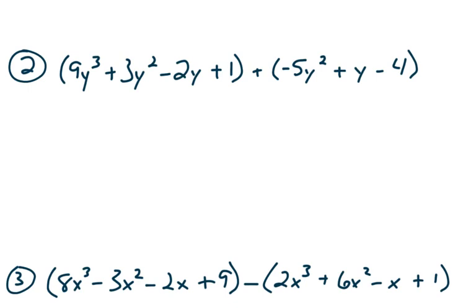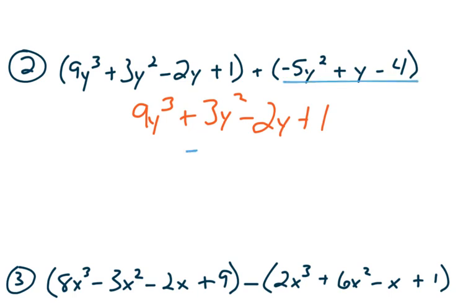Okay, so I'm going to write the longer one first. So we'll have 9y cubed plus 3y squared minus 2y plus 1. And then the second one, we're going to have this one. Make sure your terms are lined up, negative 5y squared plus y minus 4. And we're going to add those two together.